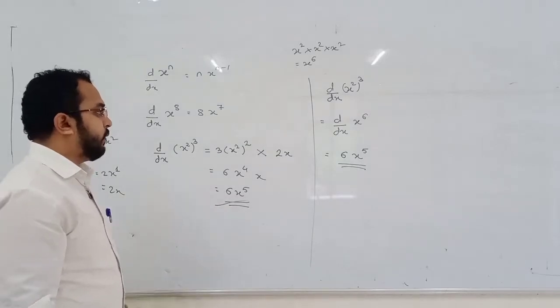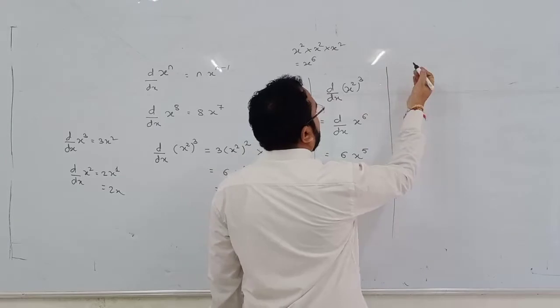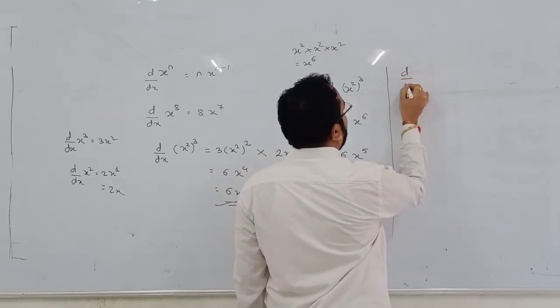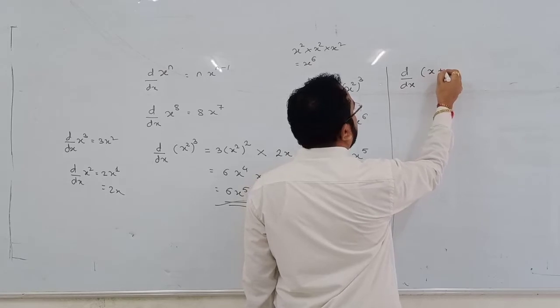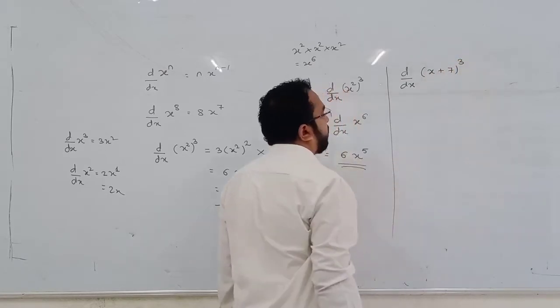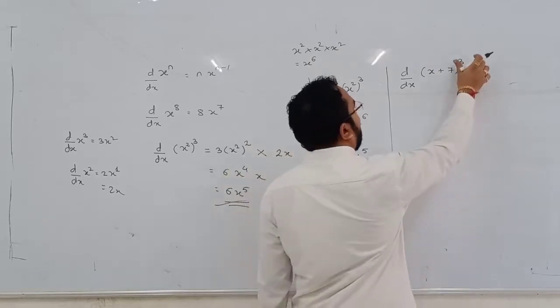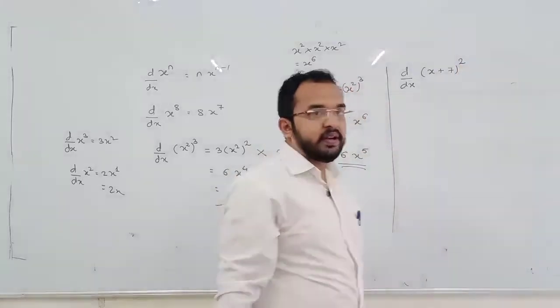Okay, so for example let's see, suppose d by dx of x plus 7 the whole cube, or x plus 7 square. What is the differentiation of this?